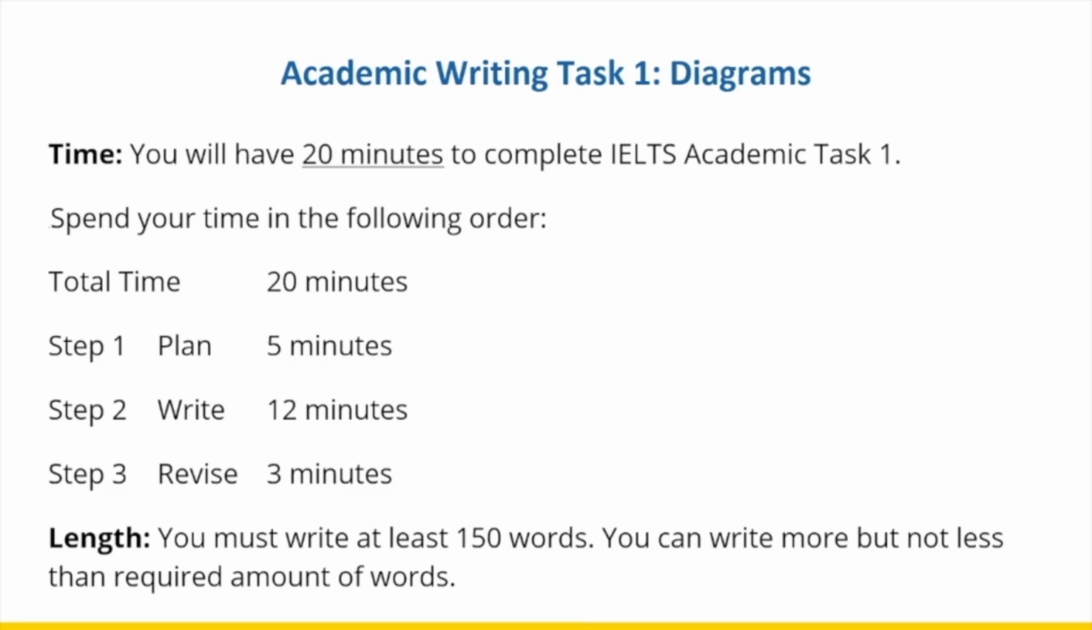And the final step 3, it's a step for revising your essay, for which you should spend at least 3 minutes. And when it comes to the length of the words for this essay, it has to be 150 words, just like previous graphic essay. And you shouldn't write less than that, but you can write more than that. So keep that in mind and make sure to write at least 150 words. And in our following slides, we'll be learning different tips, strategies, and how to successfully accomplish this task.